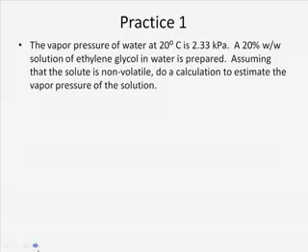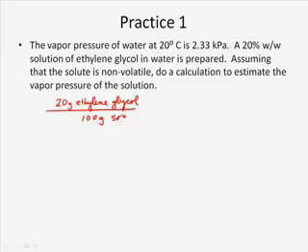So here's an example. Here we have water, and we're going to add some ethylene glycol to it. And we're going to make a 20 mass percent solution. That's what the W/W means. That means that I have 20 grams of the ethylene glycol per 100 grams of my solution.